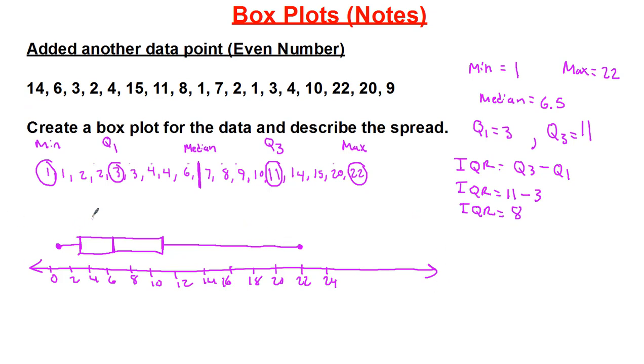I could tell you that going from here to here is going to be representative of 50% of the data. And then going from here to here represents another 50% of the data. So once again, just think about these as quarters. These are called quartiles. So they each represent quarters, which is essentially 25%. That's it.